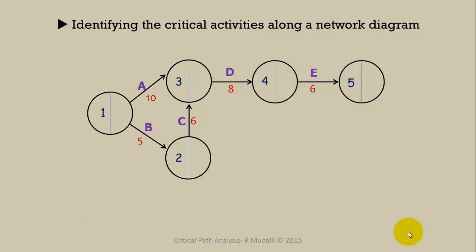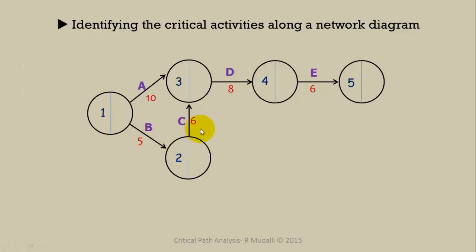Now let's step into identifying the critical activities or critical path along a network diagram. This is a network diagram of a firm opening a new production plant. It consists of various activities: Activity A, which is 10 days, activity B, which is 5 days, activity C, which is 6 days, activity D, which is 8 days, and activity E, which is 6 days. The project starts with activity A and activity B. These two activities can be carried out simultaneously, that is, at the same time. That is why they are called simultaneous activities.